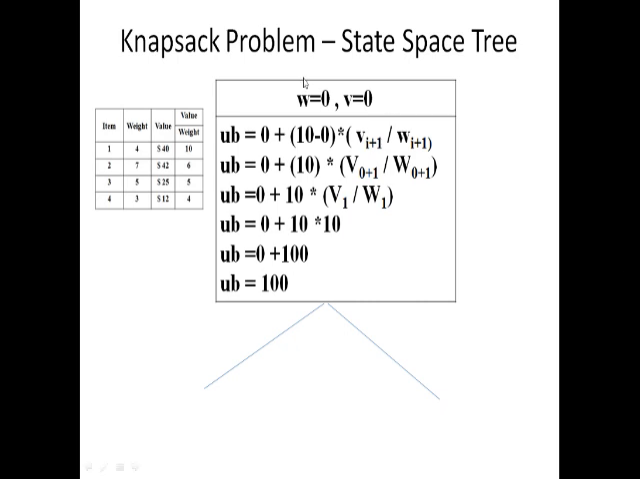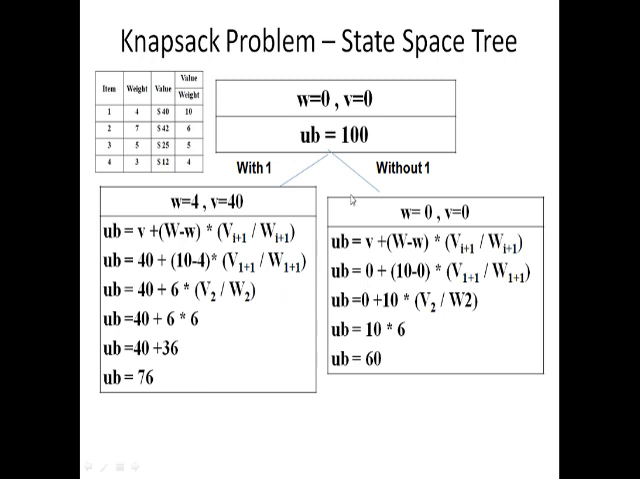Here, initially w is equal to 0 and V is equal to 0, and upper bound equals 0 plus (W minus w) into V(i+1) by W(i+1). That is 0 plus 10 into V1 by W1, as initially the value of i is 0, so i plus 1 is 1. V1 by W1 is first value by first weight, that is 10. 10 into 10 is 100. So the first value will be 100.